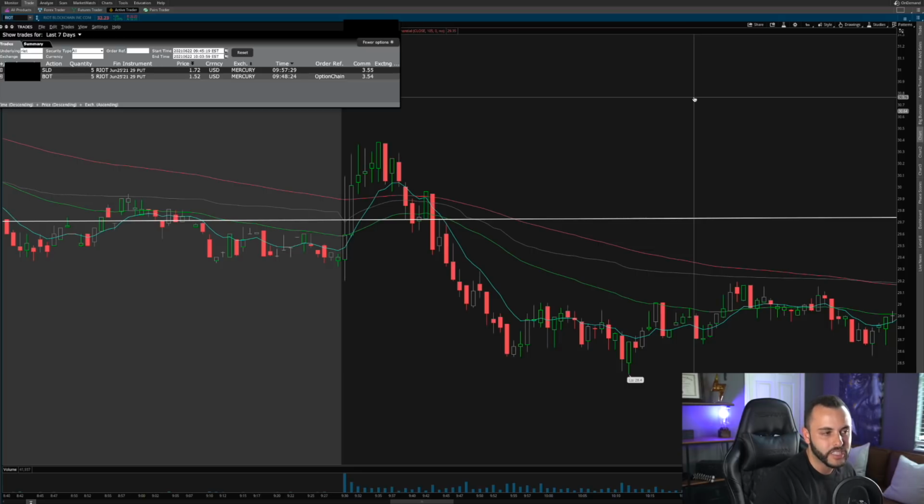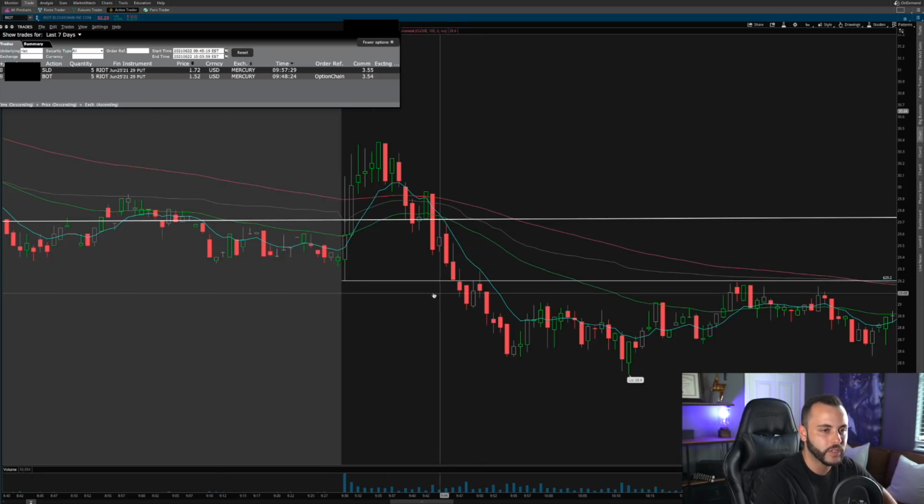If you scaled up on this type of trade, obviously you would have made a lot more money, but I do want to show you this trade. So I was watching the break of this daily low, which is right here at 29.20. I was watching for that breakdown here on RIOT.